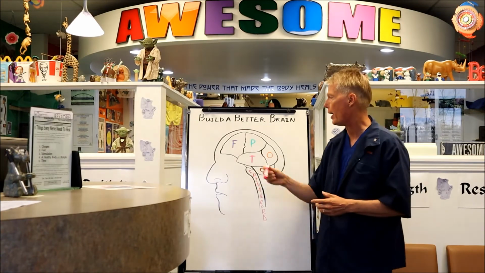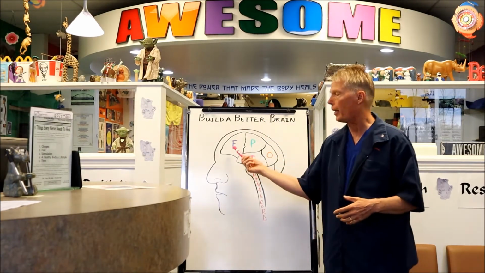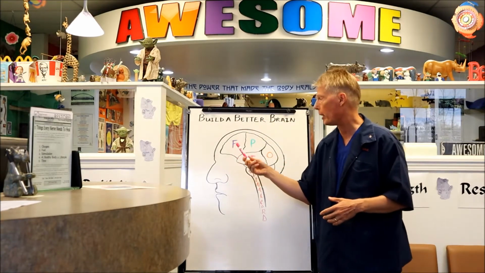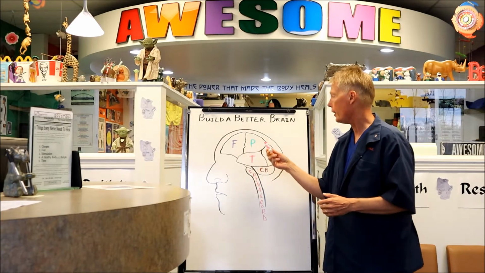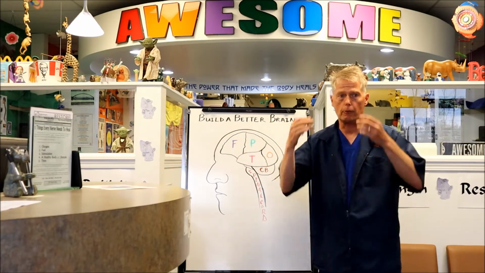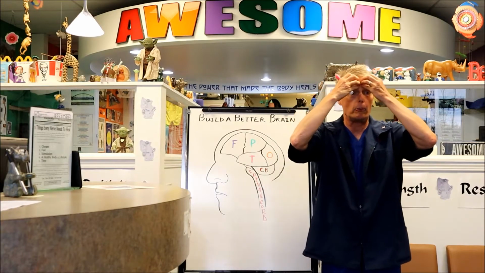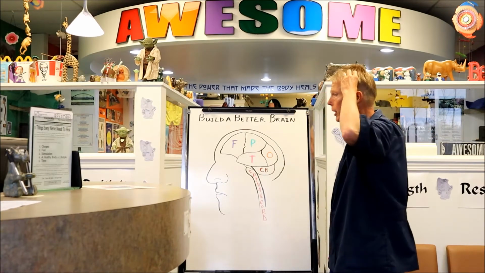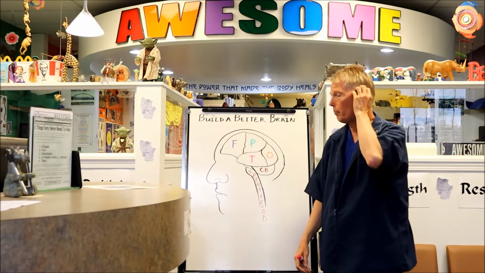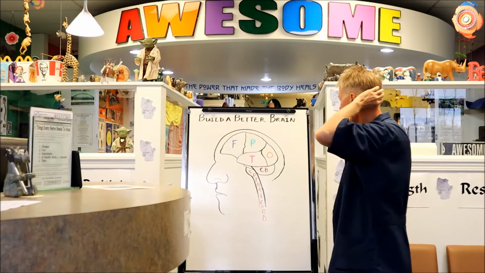Now, your brain is divided into quadrants. You've probably heard of the frontal lobe. You might have heard of the parietal lobe, the occipital lobe, and the temporal lobe. So your frontal lobe is this part of your brain. Your parietal lobe is right over here. Your temporal lobe is here, and your occipital lobe is right back here.